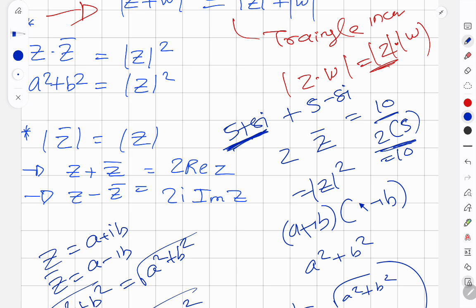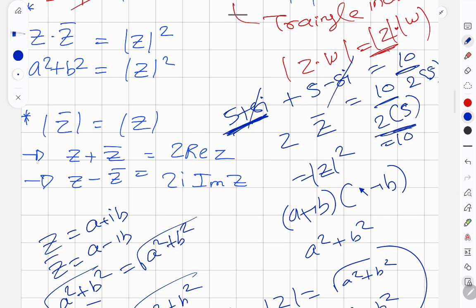Just see this one. What will happen? You will cancel out the imaginary part, and you stay with 5 plus 5 is 10, and 10 is 2 times 5, and 5 is the real part of this complex number. So I just proved this. Similarly, if you take the subtraction, you will get 2i times the imaginary part of z.